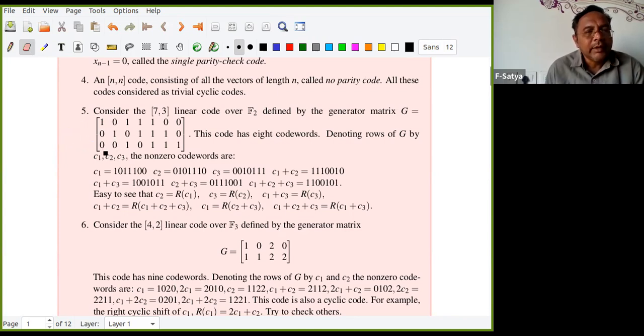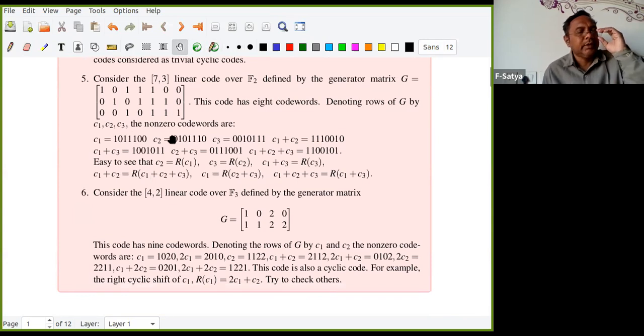Now I wrote all of them here. What are all the codewords? First of all, I'm calling the rows of G as C1, C2, C3. Now C1 plus C2, C1 plus C3, C2 plus C3, and all these are there. You can see that C2 is nothing but R of C1. R of C1 means a right shift. Later I will not say R, simply shift. Only one shift will follow here.